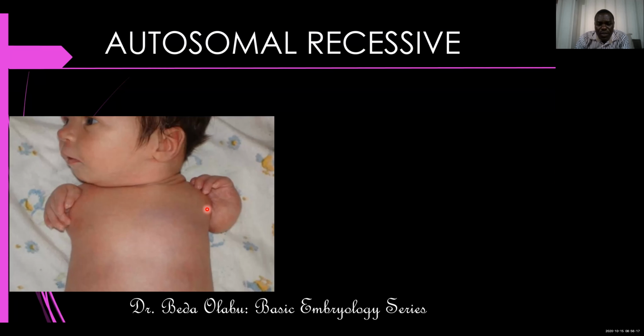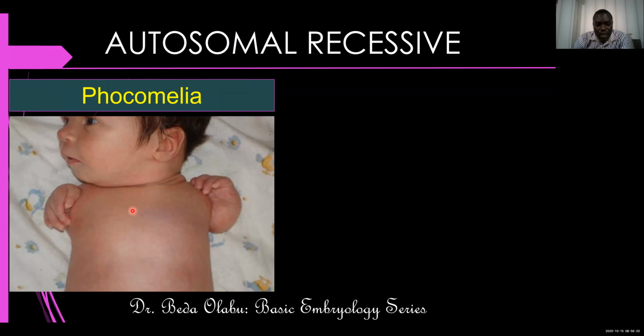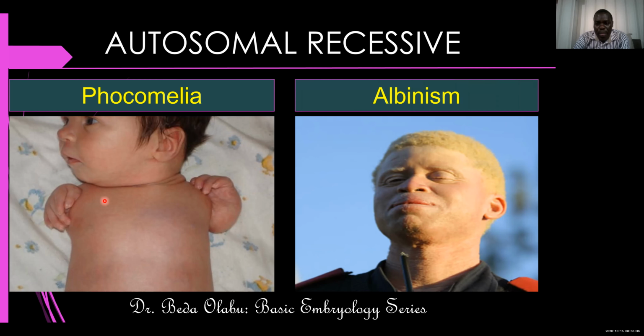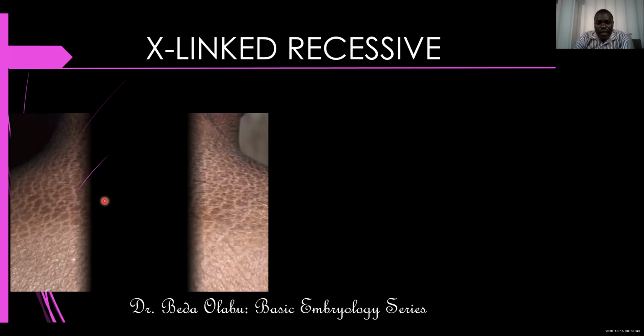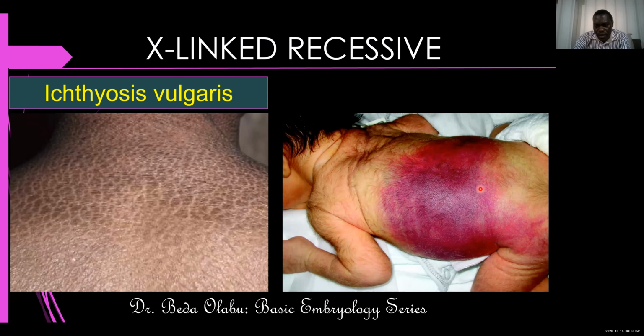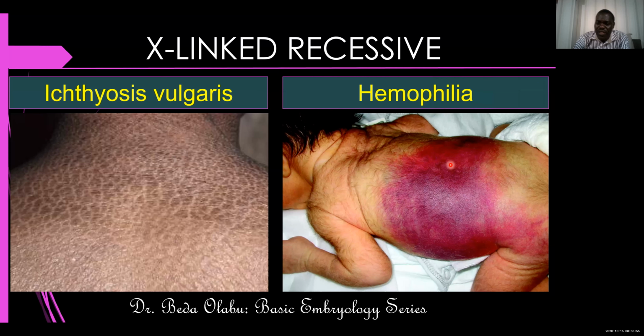Autosomal recessive disorders include things like this one. This is what we call phocomelia. Absence of the intermediates. The intermediates here being arm and forearm. So the hand is attached to the trunk, as you can see. Albinism is also an autosomal recessive disorder. You must inherit it from both parents. X-linked recessive disorders include things like ichthyosis. This is hyperkeratinization. Or even, okay, you may not know that one, but that's hemophilia. You see there's a bleeding tendency. So these ones will occur more in males.